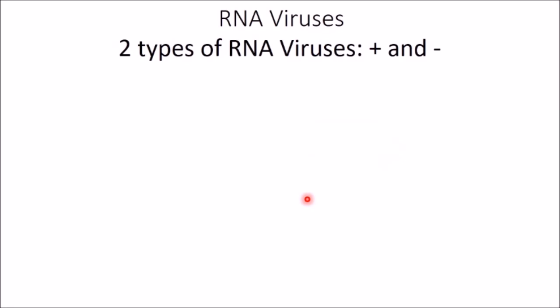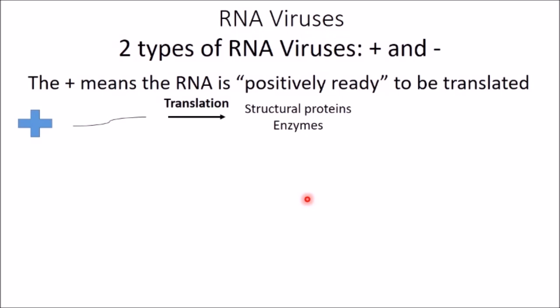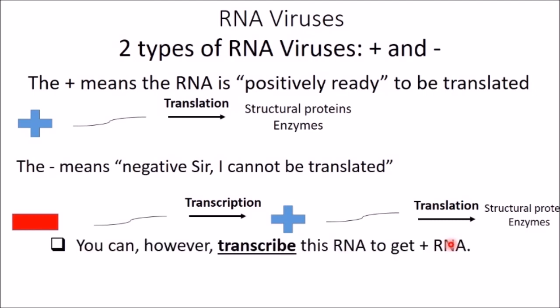RNA viruses we'll deal with first, and then DNA. Two types of RNA viruses are the plus and minus strands. The plus RNA strand means positively ready to be translated. It's a mnemonic. So if you have a positive RNA strand, you can translate that straight into proteins. If you have a negative strand, the mnemonic is negative, sir, I cannot be translated. If you have a negative RNA strand, you have to transcribe it first to a positive strand, and then you can translate it. But you can't translate it immediately. Okay, so that's what we did there.